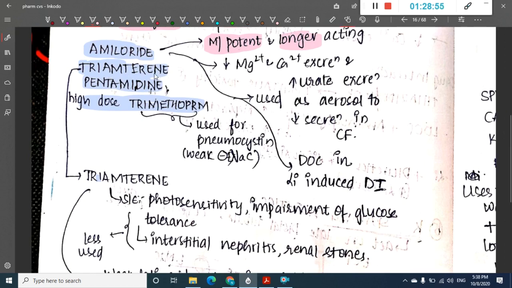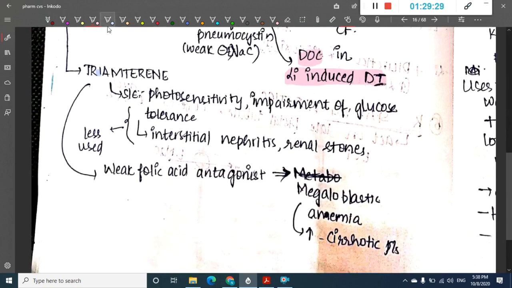Amiloride not only decreases potassium excretion, but it also decreases magnesium and calcium excretion, and it increases urate excretion. It can be used as an aerosol to decrease the secretions in cystic fibrosis. Amiloride is also the drug of choice in lithium induced diabetes insipidus. Then let us learn about triamterene. Triamterene has the following side effects. Most important side effects you should not miss.